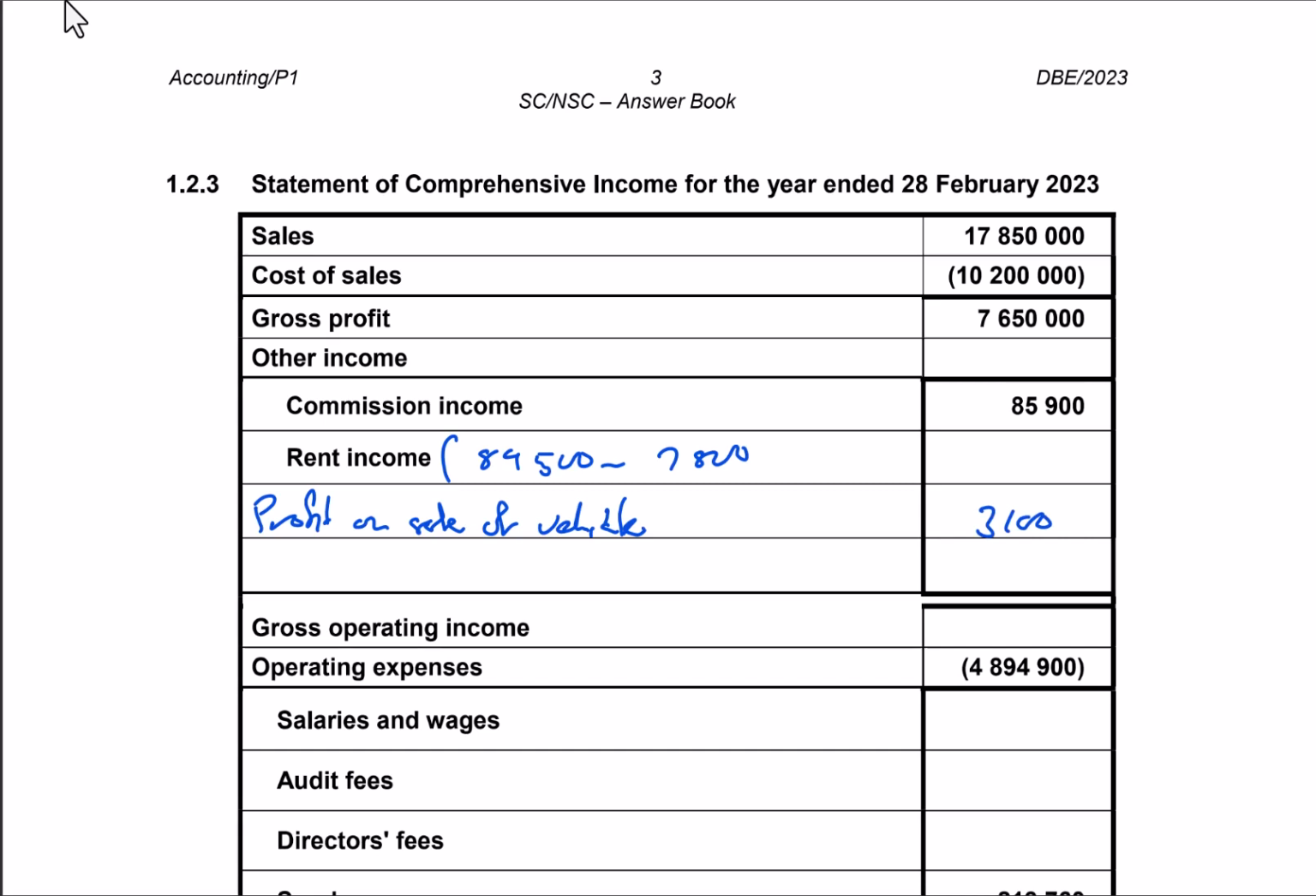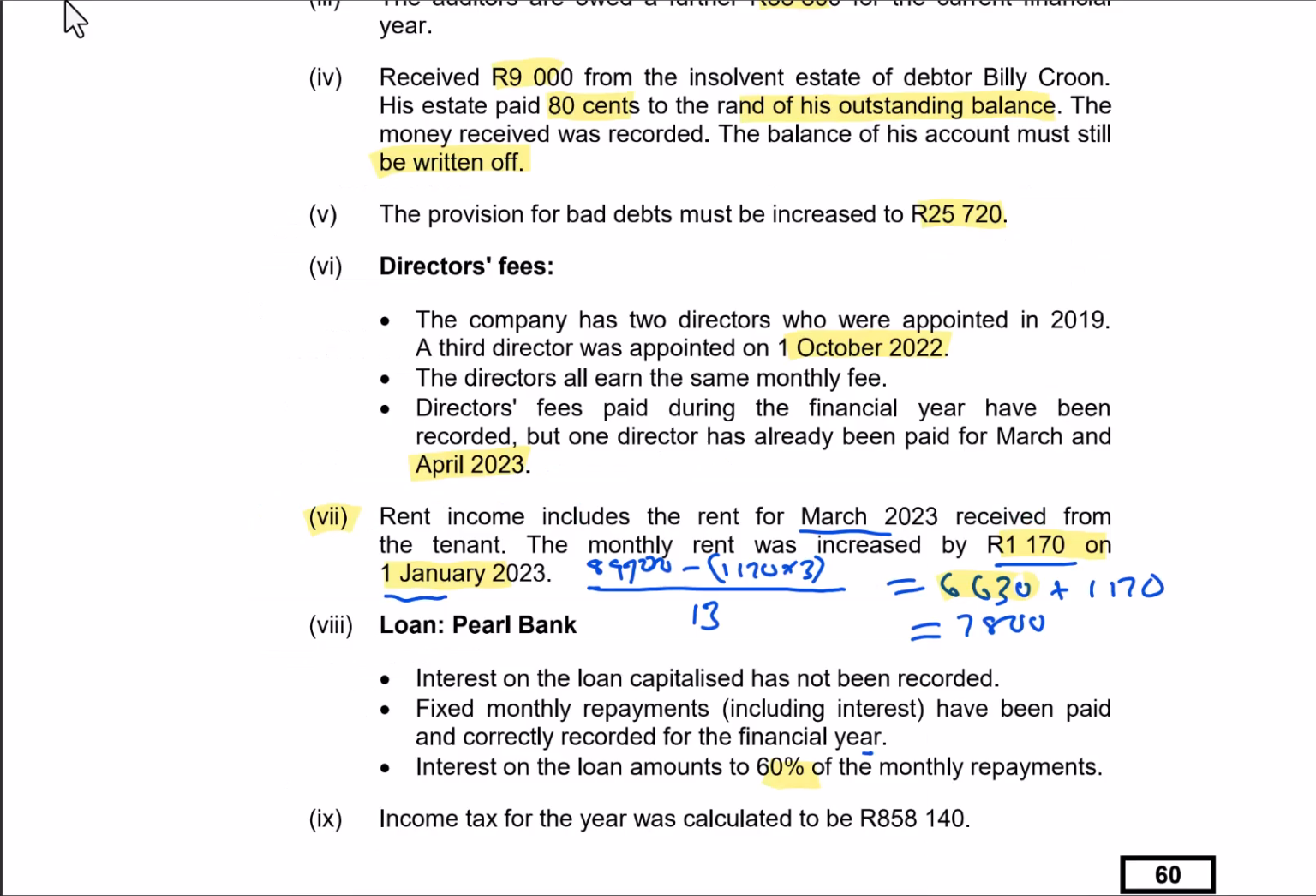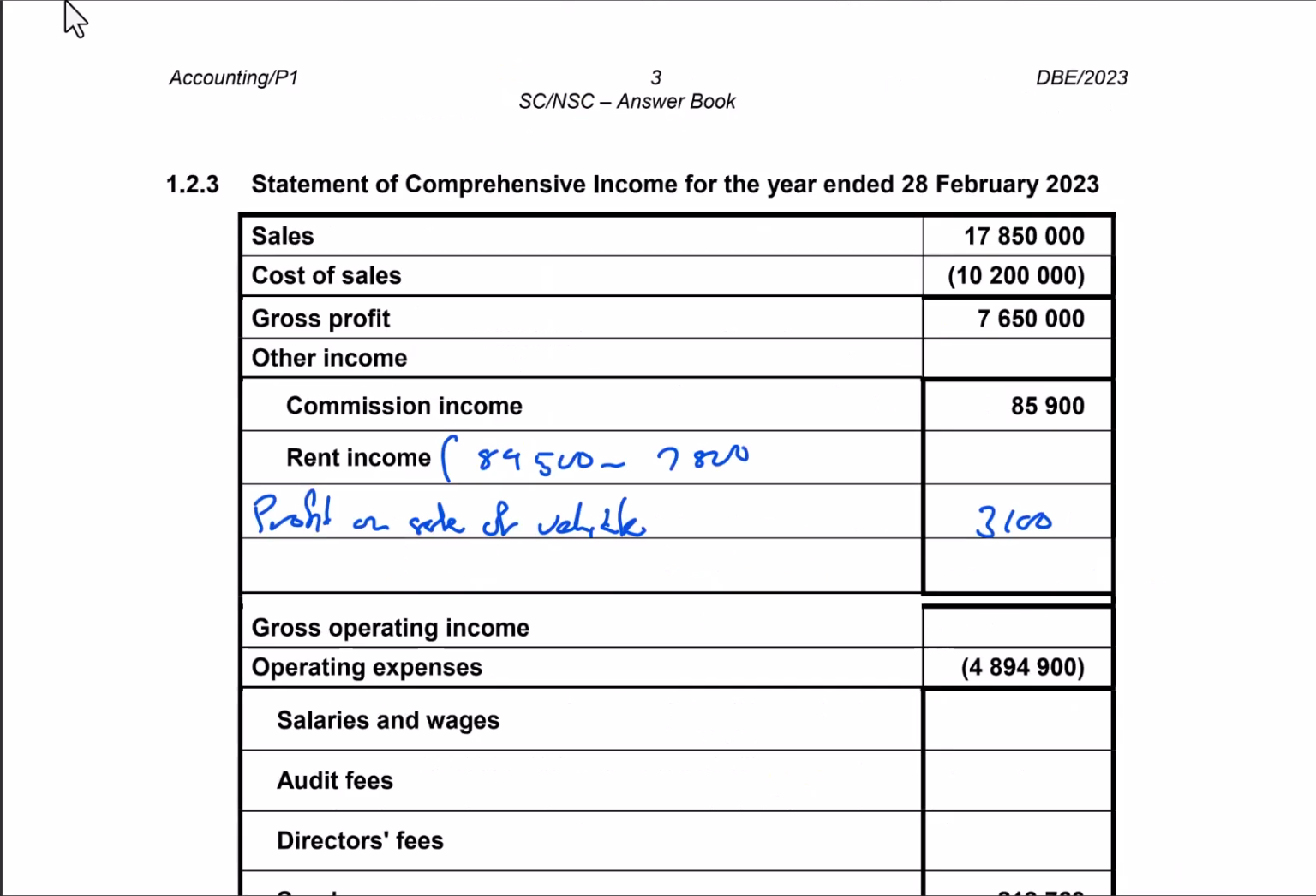We don't have any other income. Normally you check your provision for bad debts, but we're told that it increased, so there's an increase in provision for bad debts. You check your trading stock as well. If the stock count is more than the balance given, that will be an income as well. Then you check other incomes: commission income, fee income, and other income, but commission income they input for us already.